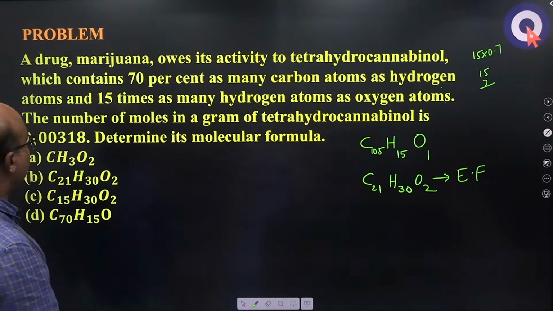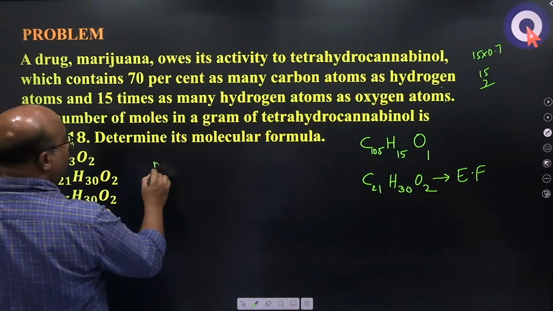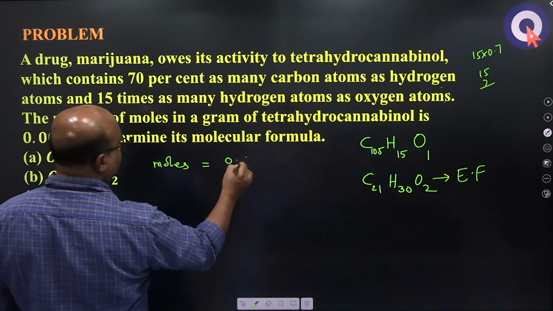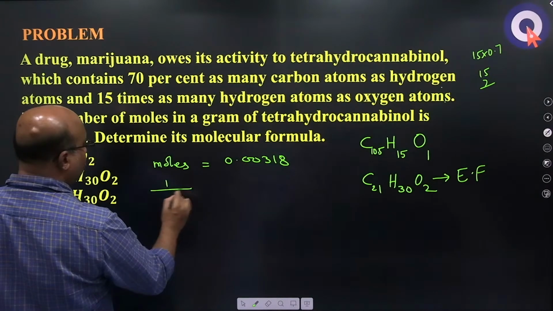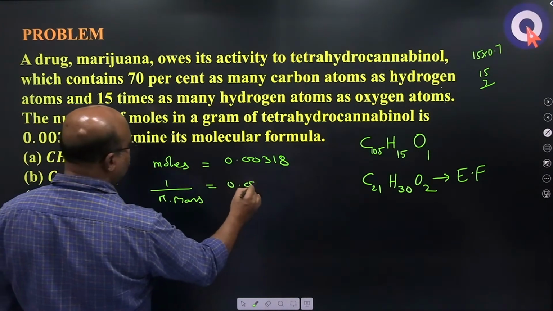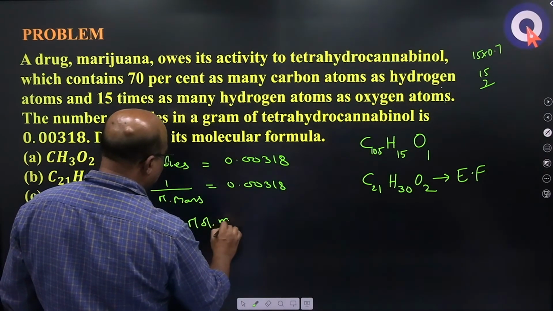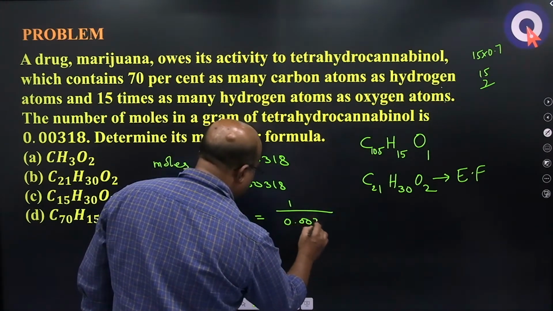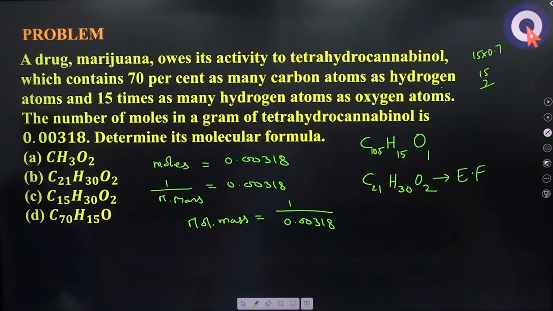So what he is saying is the number of moles in 1 gram. The moles of that component is given as 0.00318 in 1 gram. So 1 by molecular mass is 0.00318. So the molecular mass of this will be 1 by 0.00318. So what is the molecular formula?